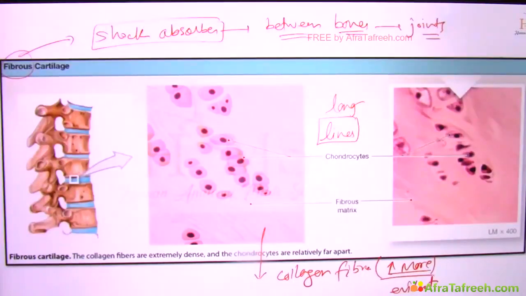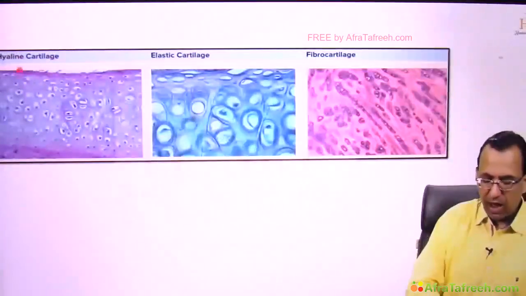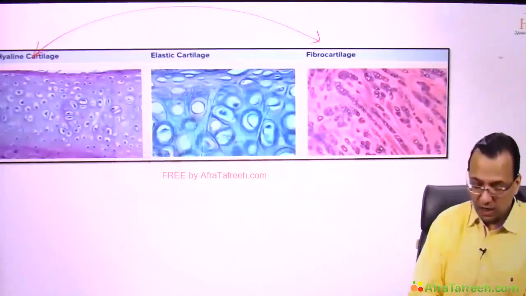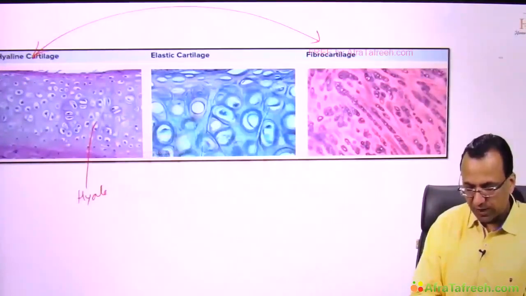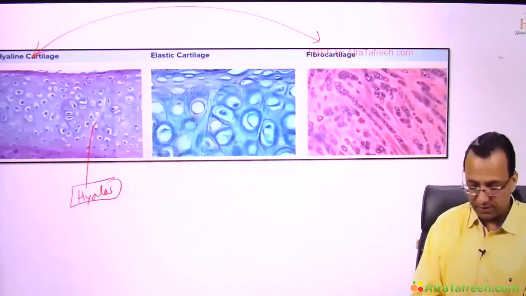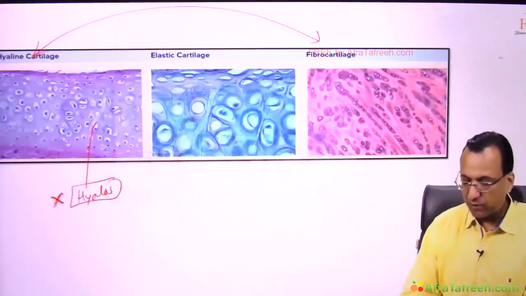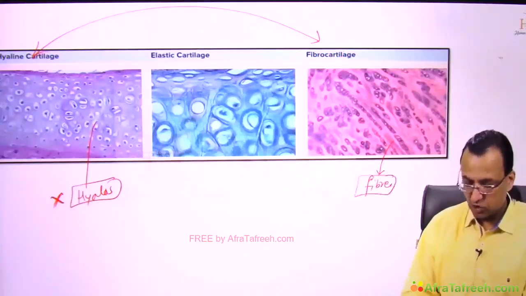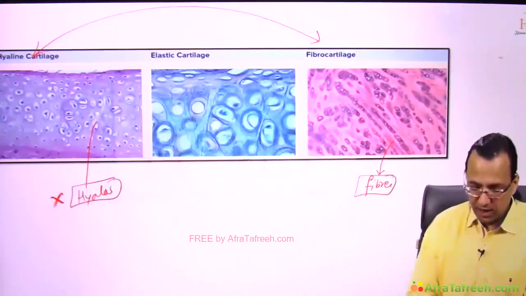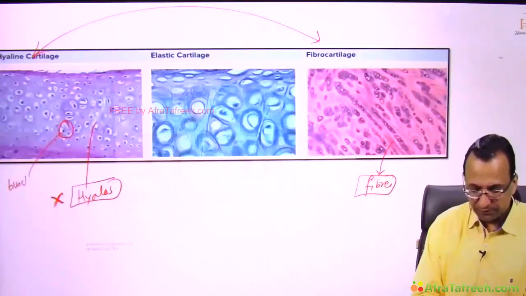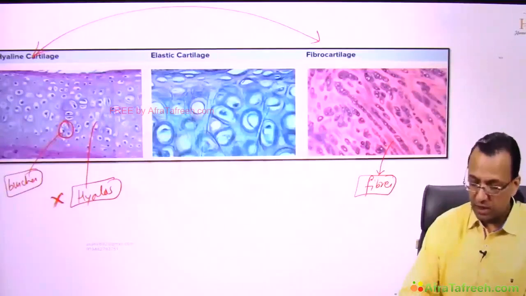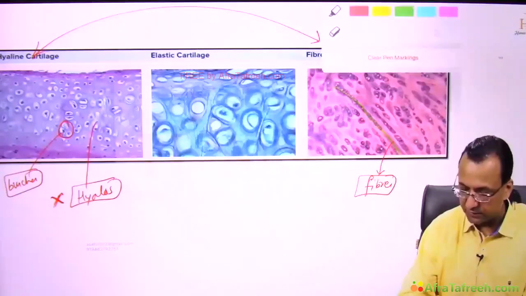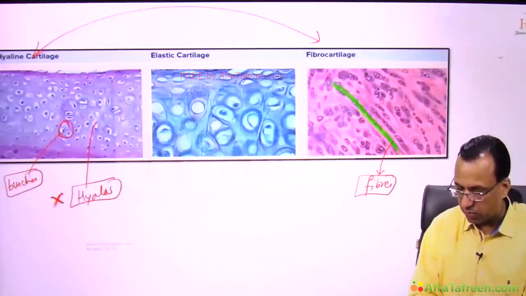Let us compare the three again. See, what is the difference between hyaline cartilage and fibrocartilage? Hyaline cartilage is hyalose; the collagen fibers are not evident. And in fibrocartilage, the fibers are very much evident. And one other thing we have seen is that here the chondrocytes are in bunches, islands of chondrocytes, but there they are making lines. Can you see? They are making a long line here, a long line of chondrocytes.